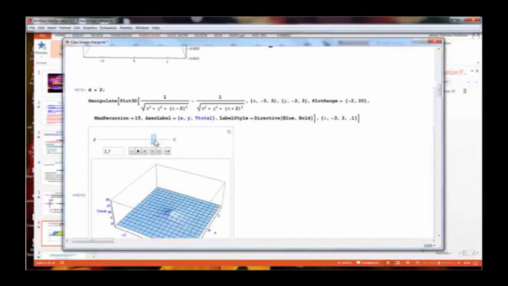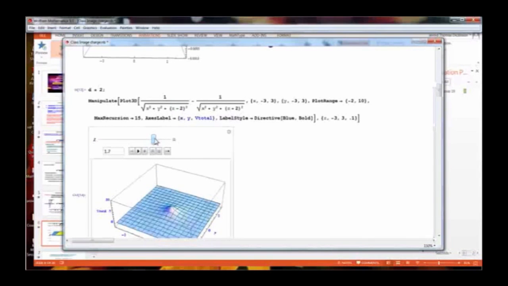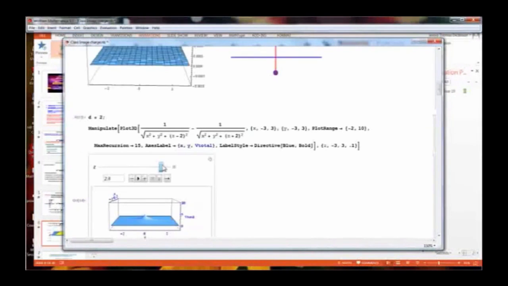Come up. Okay, so you can see at 2, it goes off scale, and then as we go up, it gets smaller. So we're approaching the charge. Here's the charge. Now we're going away. And you can see that it just gets smaller and smaller as we go above the charge.